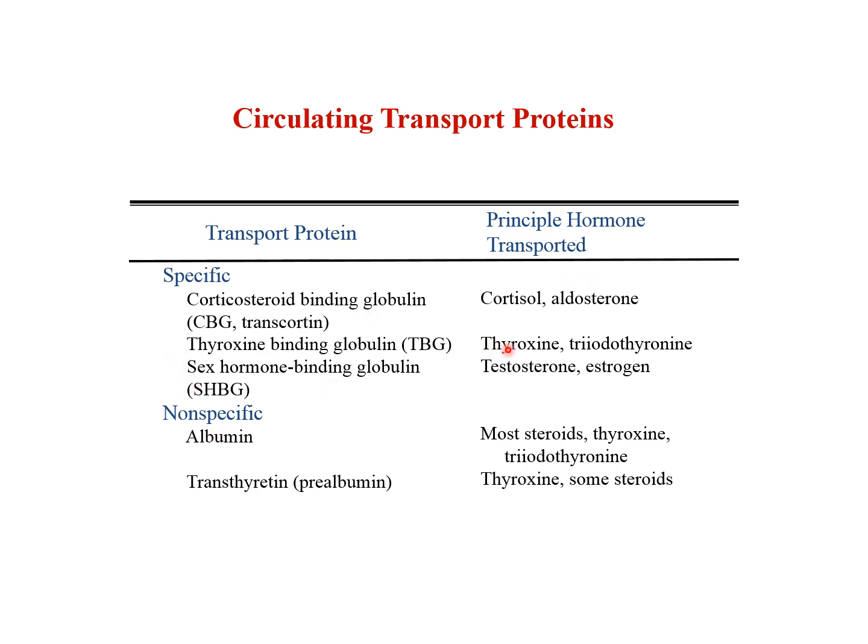Thyroxine binding globulin binds T3 and T4, triiodothyronine and tetraiodothyronine. We have another binding protein for sex hormones, sex hormone binding globulin, for testosterone and estrogen. And we have non-specific binding proteins, namely albumin and transthyretin or prealbumin. For example, albumin binds thyroxine and most steroids. Transthyretin binds also thyroxine and some of the steroids.